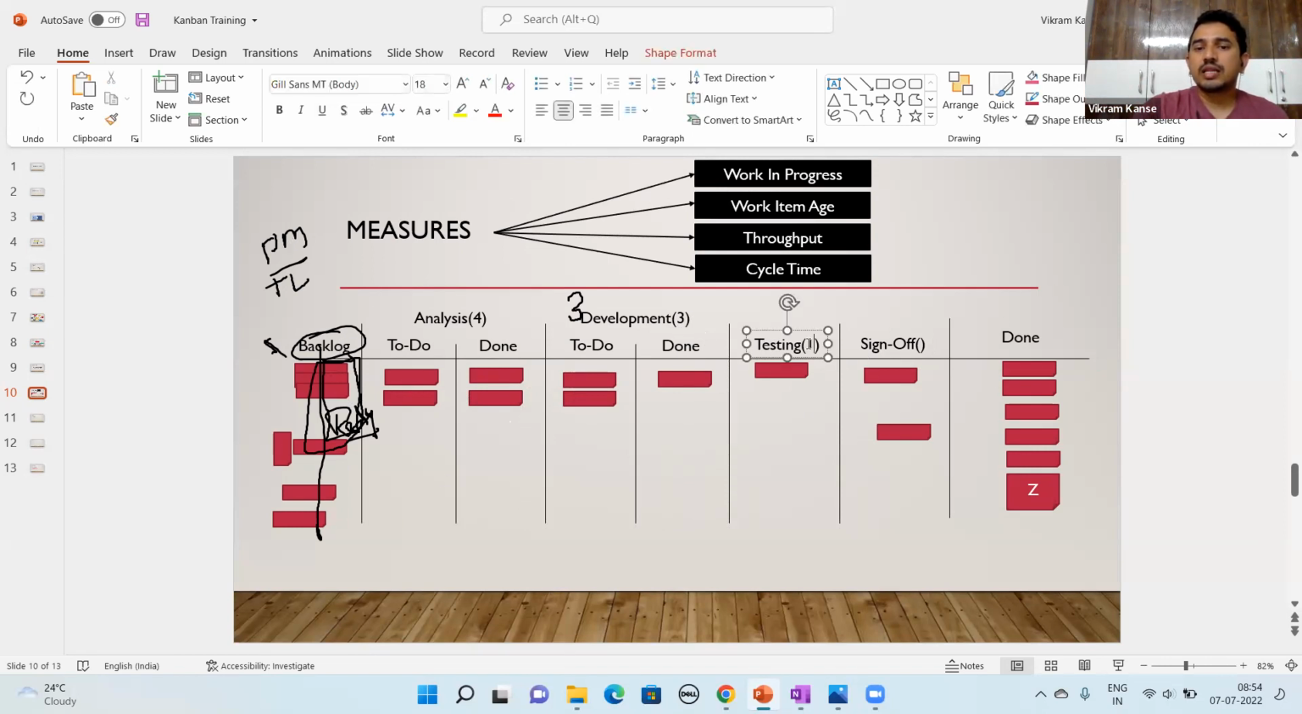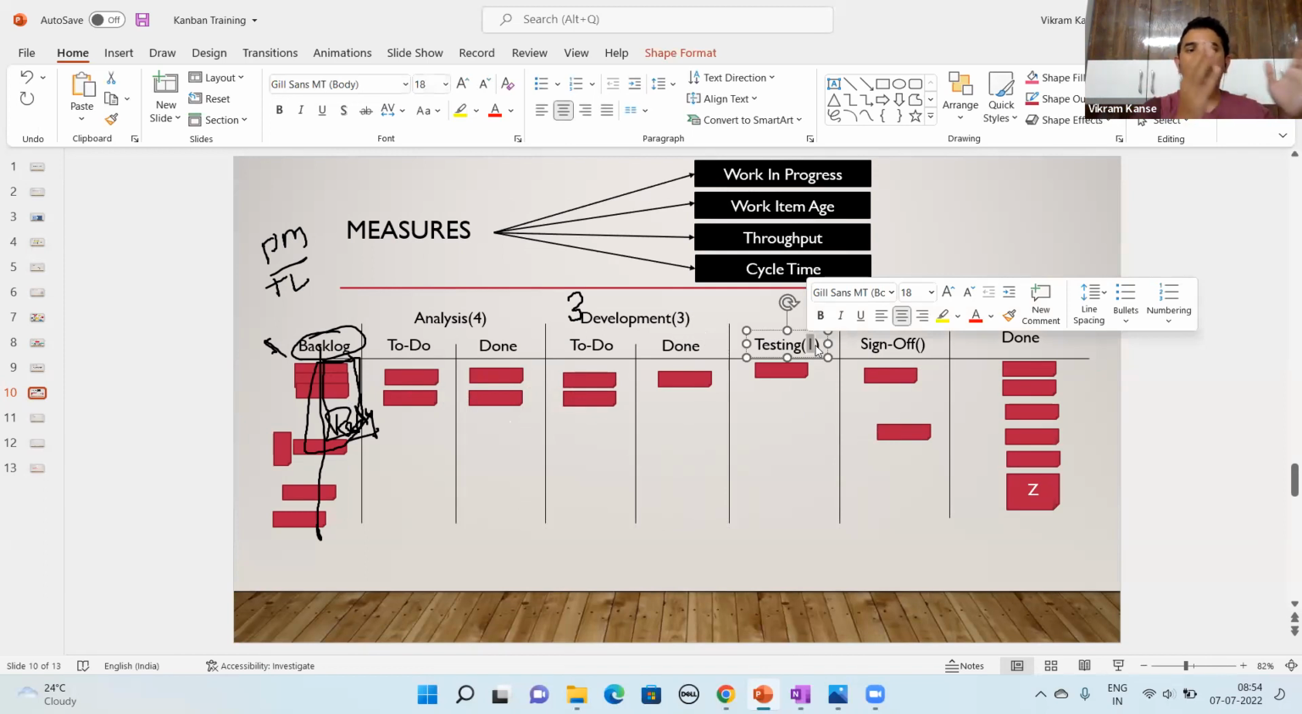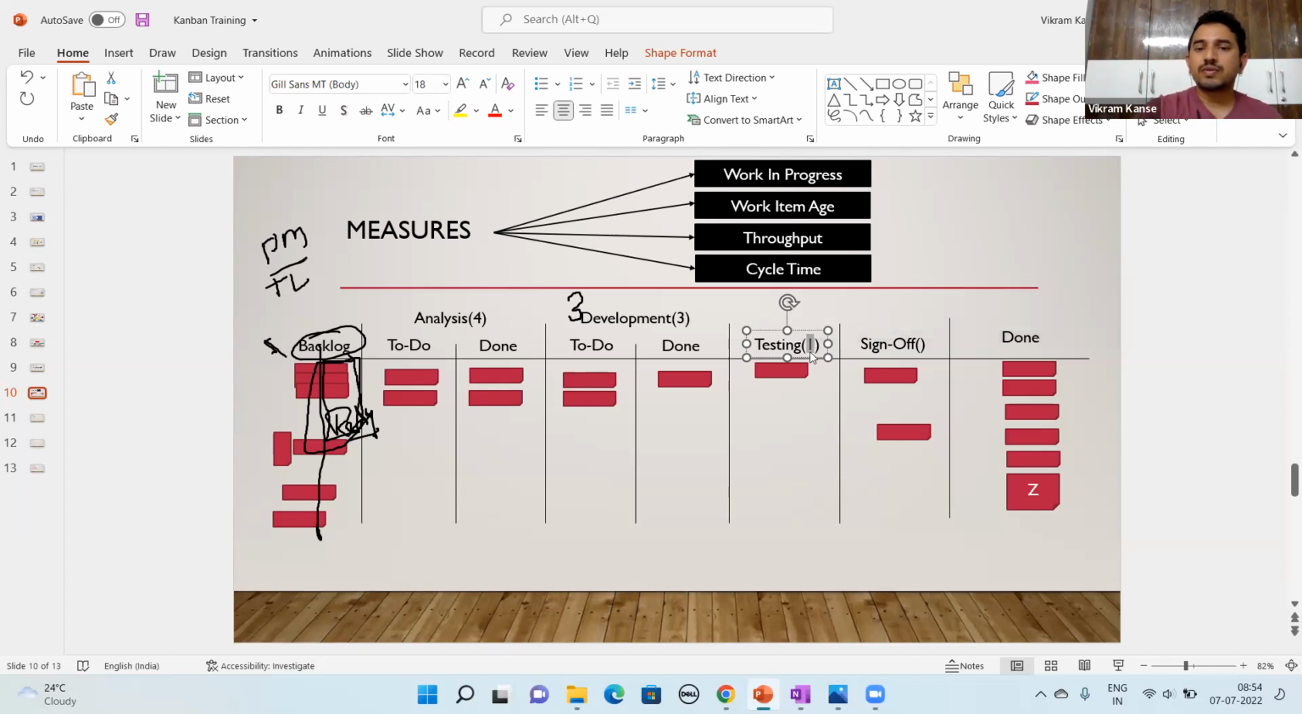Eventually, once you define and visualize your workflow, you create your explicit policies and start working on them. Then you might have questions later, like, should we increase this by 2? Should we increase this by 3? Add more people here because we just had 1. So this is your pull system. You will only pull. Now testing has more capacity, so they can pull. The WIP limit is also increased, right?